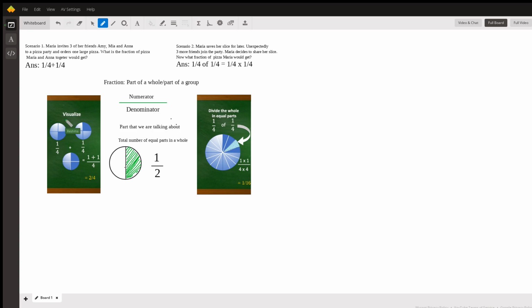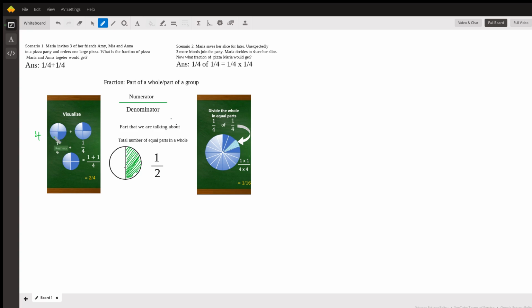So let's visualize. Let's say the circle represents 1 pizza. Now, including Maria, there are 4 people: Maria, Amy, Mia, and Anna. There are 4 people, so we have to divide the pizza into 4 equal parts.